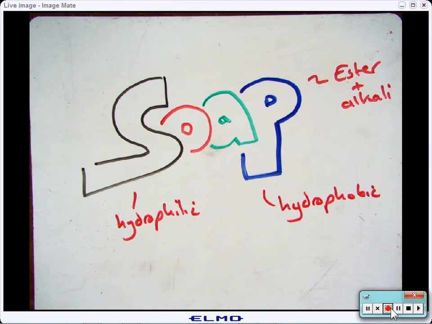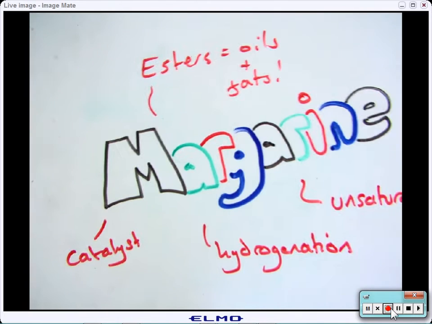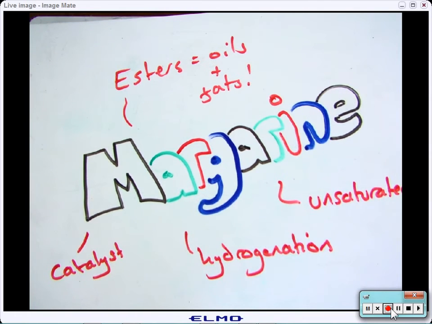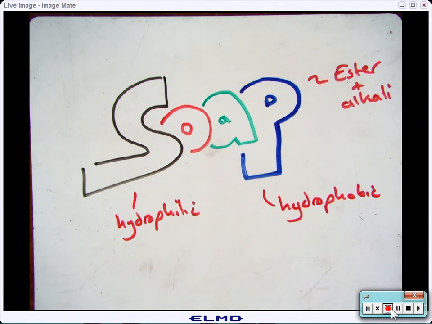This video is going to have a look at two things. The first part is going to be to have a look at how esters can be used to make soaps and how soaps work, and then the next one is going to have a look at how esters can be used to make margarine. So first things first, soaps.